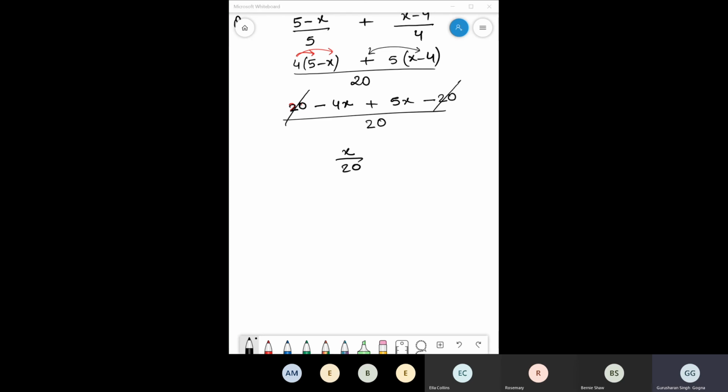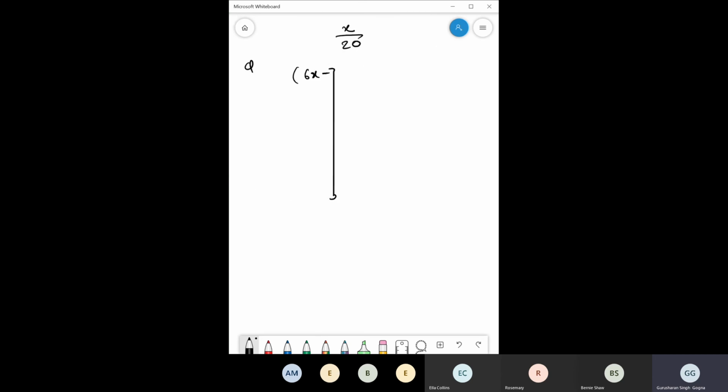Okay. So let's take the next type of example in algebra. What about if I want to multiply... okay, sorry.